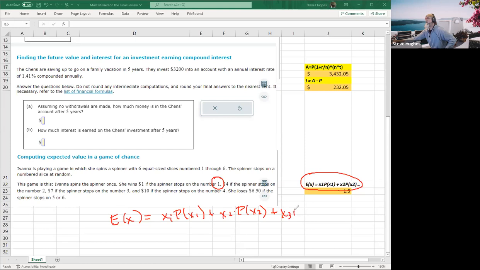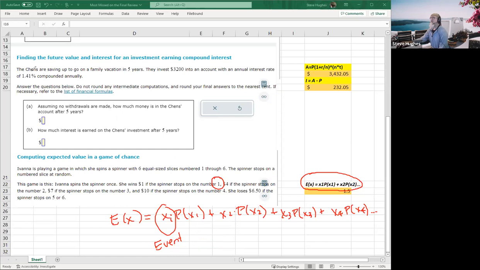So x3 times p of x3 plus x4 times p of x4, on and on until we have all 6 of them. Remember, the x is the event, and this is the probability of the event, P of E. So if the event is spinning a one, what's the probability that I spin a one? What's that probability?